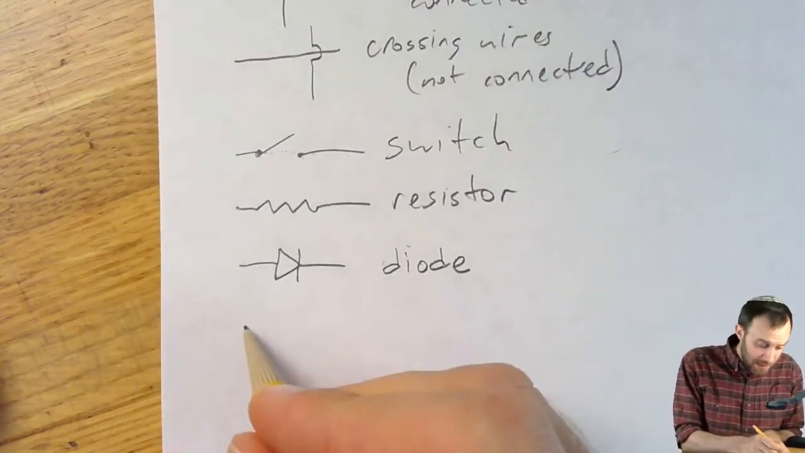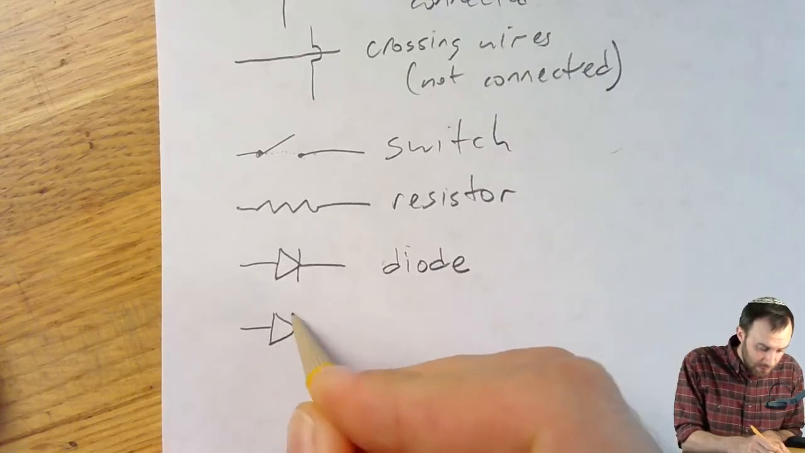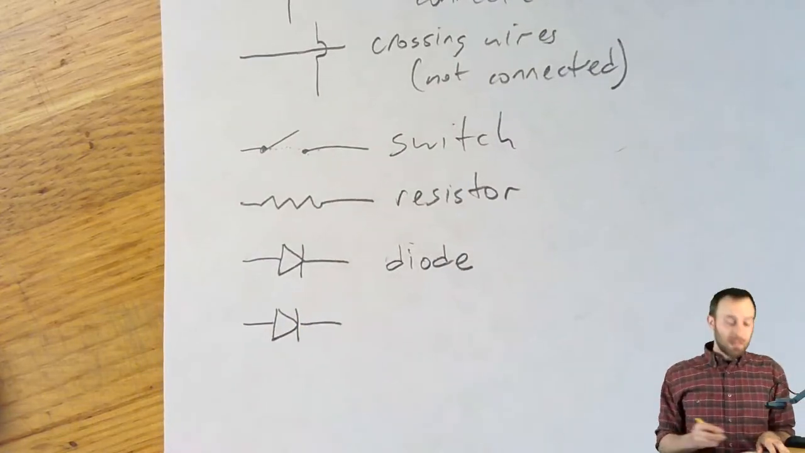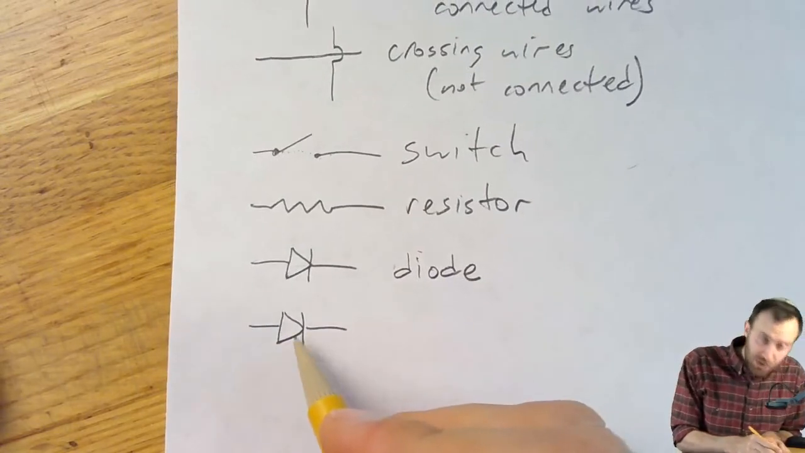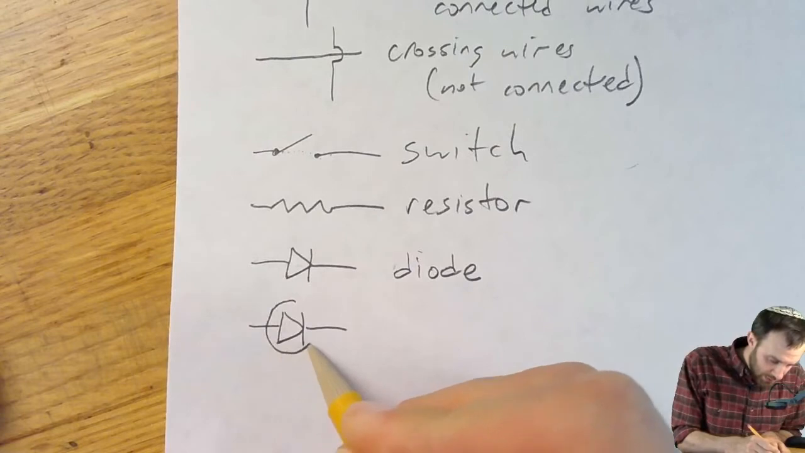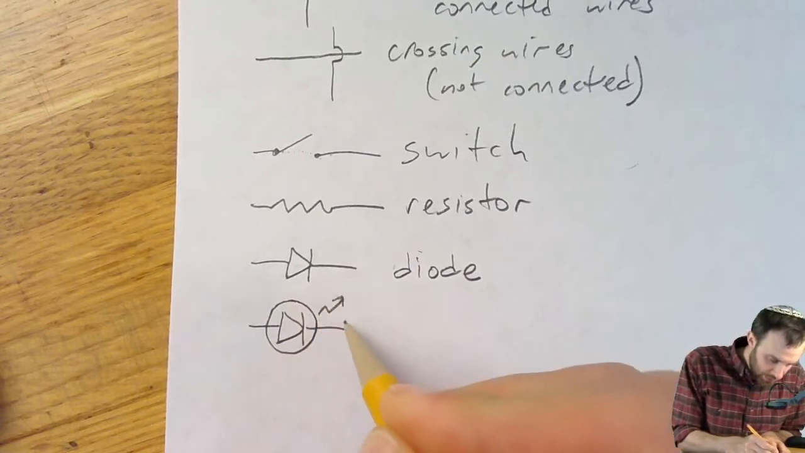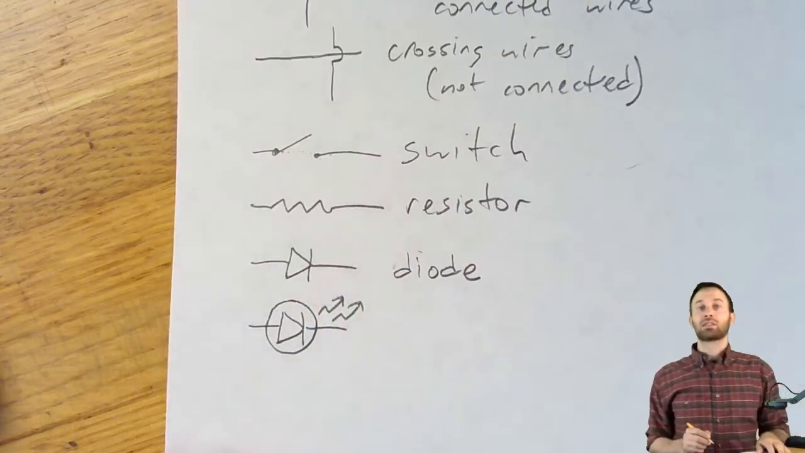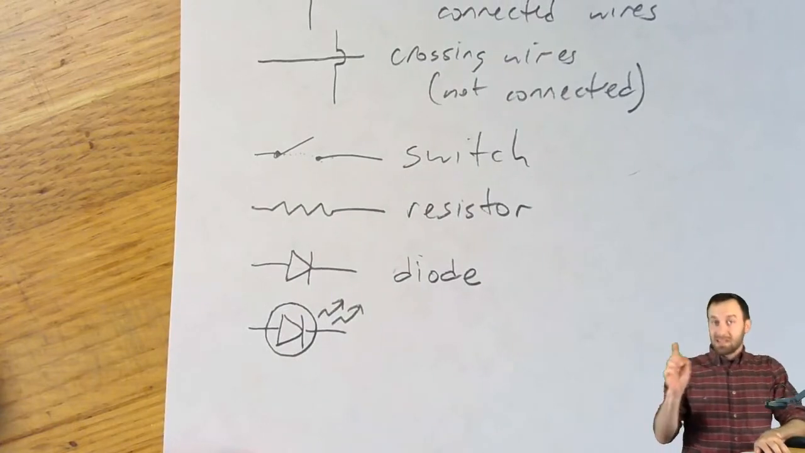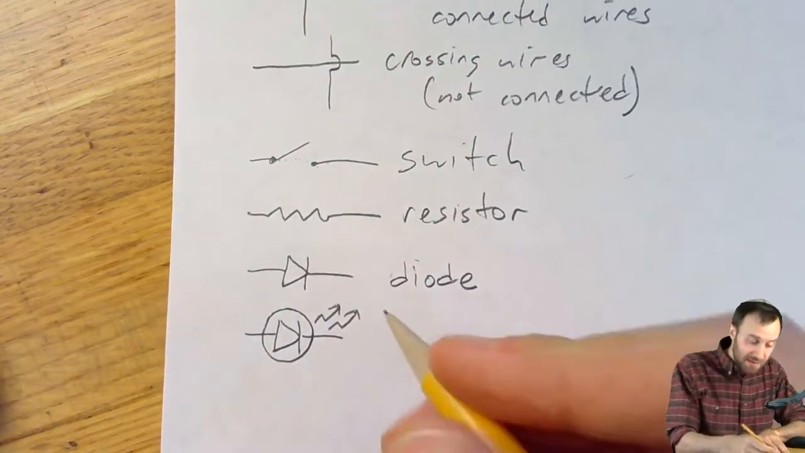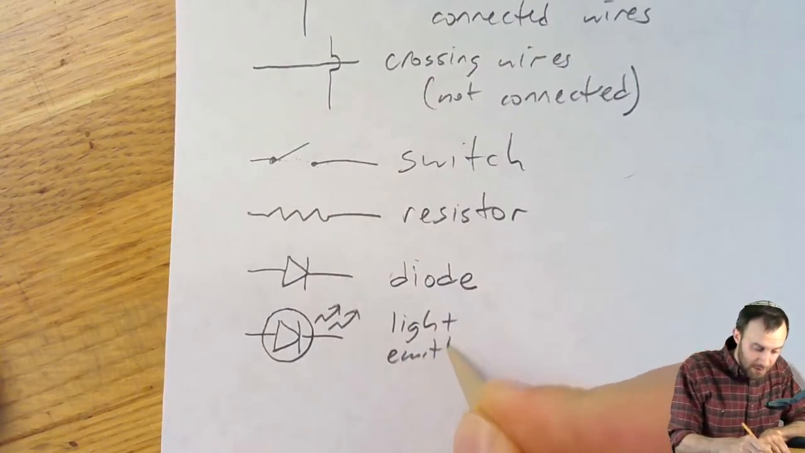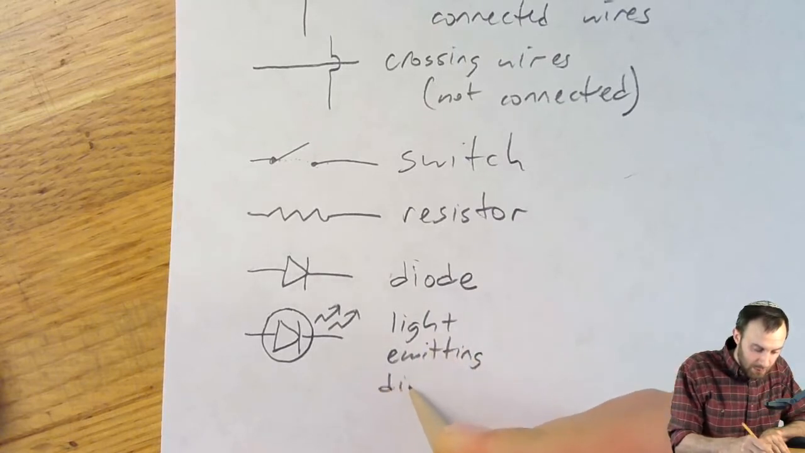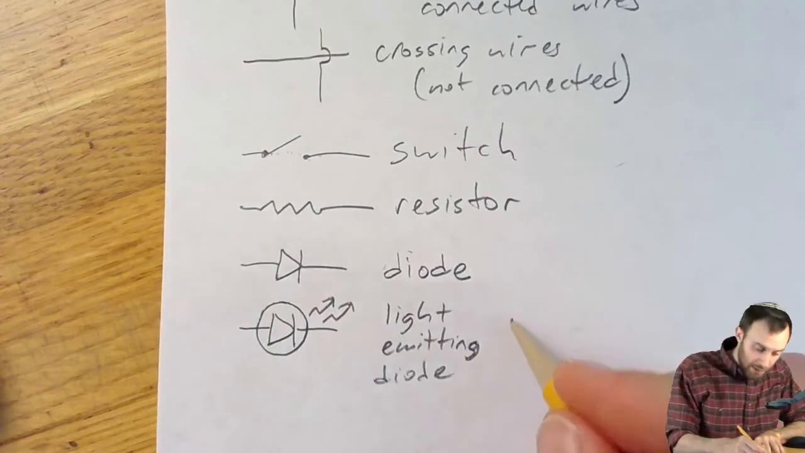Now, sometimes you will see another circuit element, which is also a diode, but it's a special kind of diode. I'm going to start by drawing a diode, then I'm going to draw a circle around it, and then I'm going to draw two ziggy-zaggy lines coming out of it. This is a special type of diode. This is a light emitting diode, which is typically abbreviated LED.